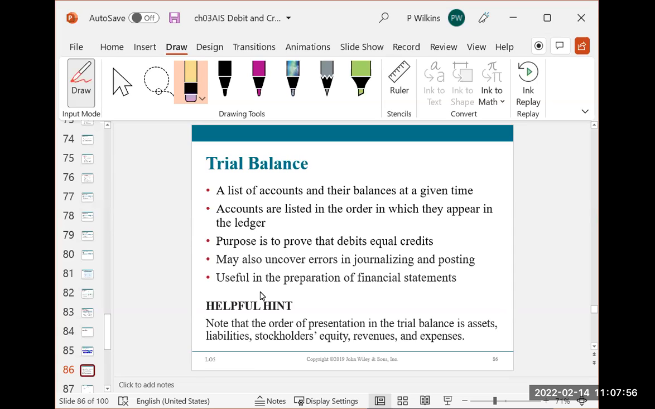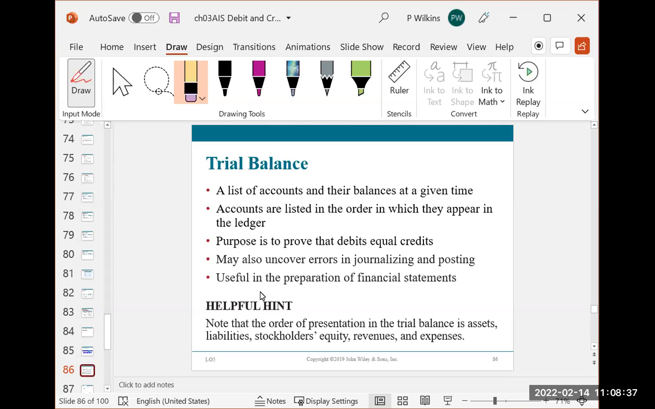And the purpose of this is to prove that your debits and credits equal, because all along we're debiting something and crediting something. Could be more than one debit, more than one credit, but the debits and credits always equal. So if our debits and credits don't equal, we made some kind of a mistake somewhere. So it can be one clue to help us find mistakes. It might help us find journalizing mistakes or posting mistakes. And it's a useful way to do the financial statements, because instead of flipping through all the T accounts, we just use that trial balance to create the financial statements.